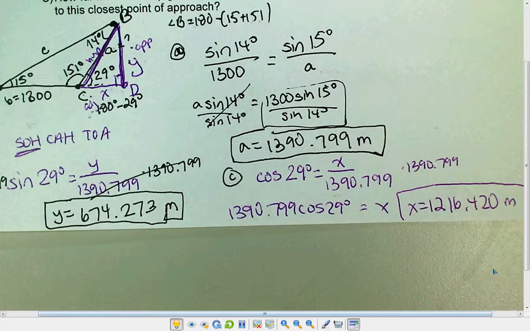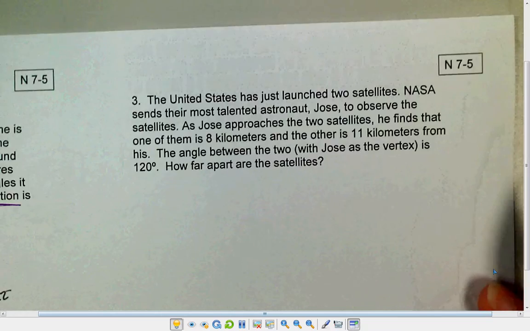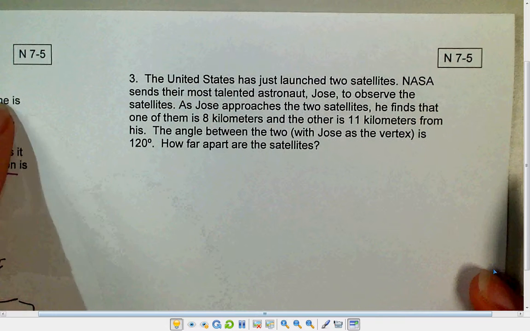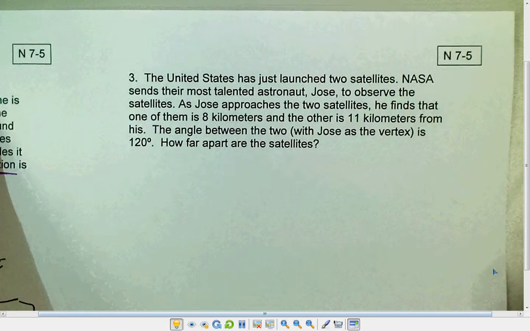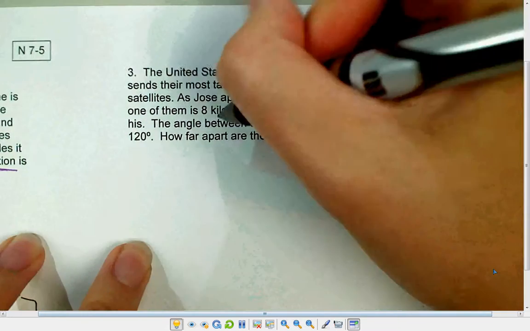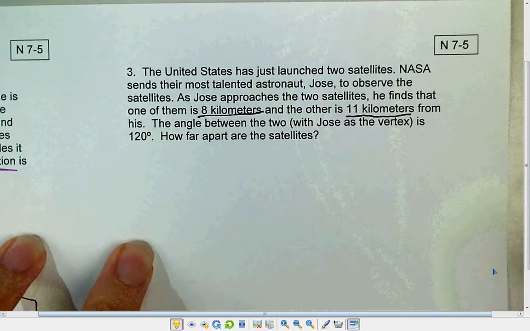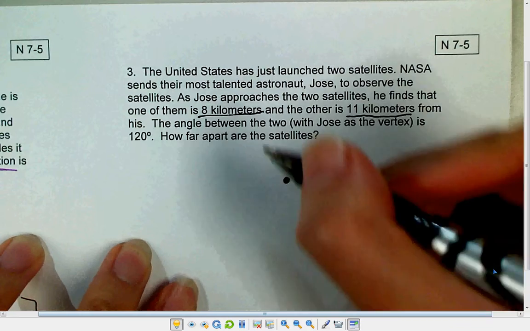Okay, so that was our longest problem today. Number 3 is going to be a quick one. So far we've used law of sines and SOHCAHTOA, so chances are number 3 is going to be on law of cosines. Okay, let's look at number 3. The United States has just launched 2 satellites. NASA sends its most talented astronaut, Jose, to observe the satellites. As Jose approaches the 2 satellites, he finds that one of them is 8 kilometers and the other is 11 kilometers from his. So if this is his ship right here, his satellite, this is Jose.